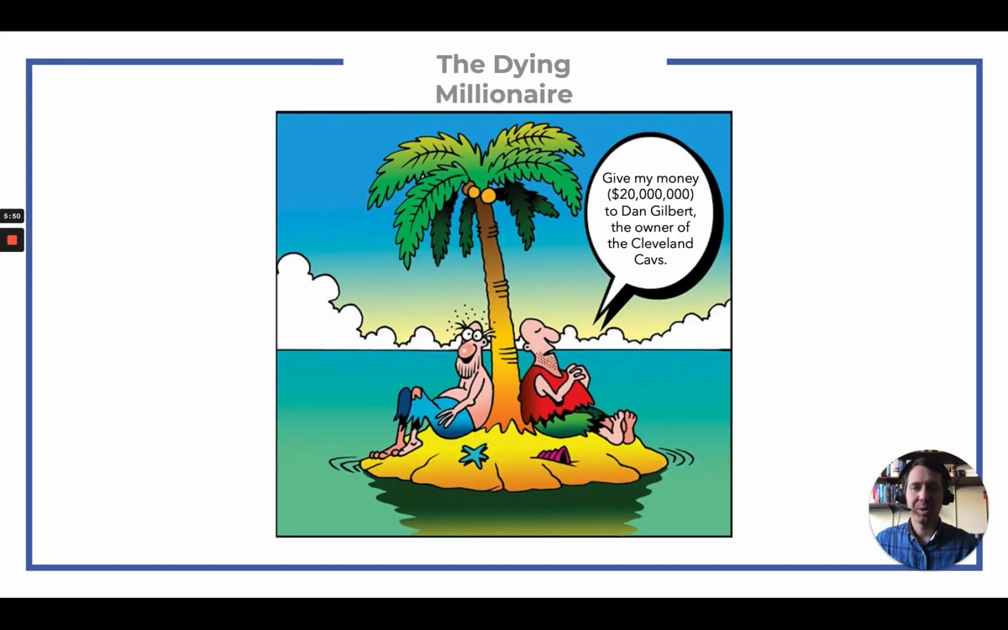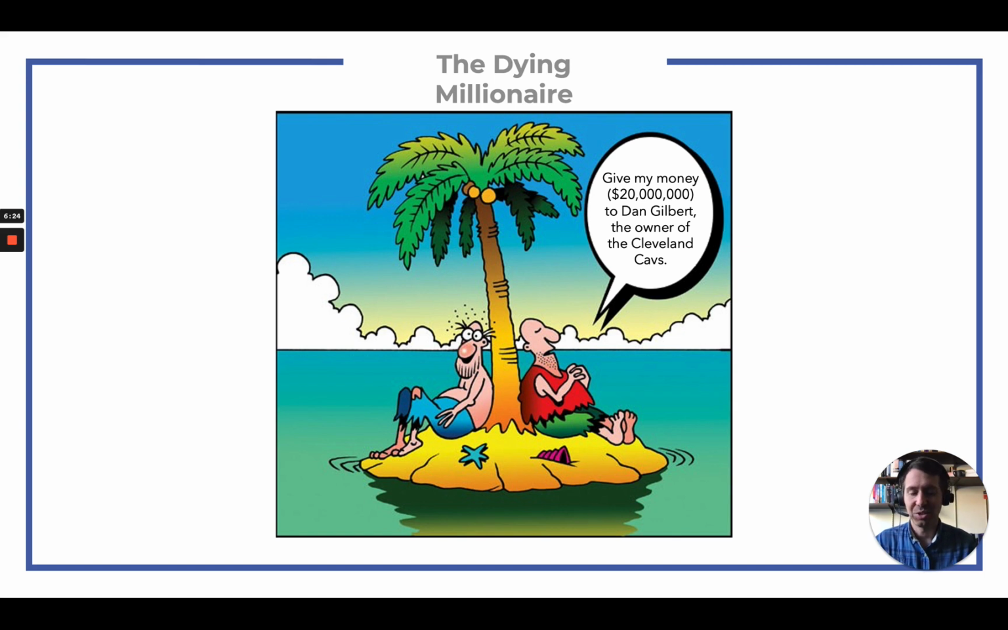All right, now to motivate a couple of theories, I want us to consider an example. The example is called the dying millionaire. Imagine that you're on a desert island and you're the person on the left here, no shirt, hole in the pants, and there's a dying millionaire. Maybe he's got a briefcase of some sort, and he's got all this money, and he says, as my last dying wish, I'd like you to give the money I have left to Dan Gilbert, the owner of the Cleveland Cavs. Maybe he's a lifelong Cavs fan.